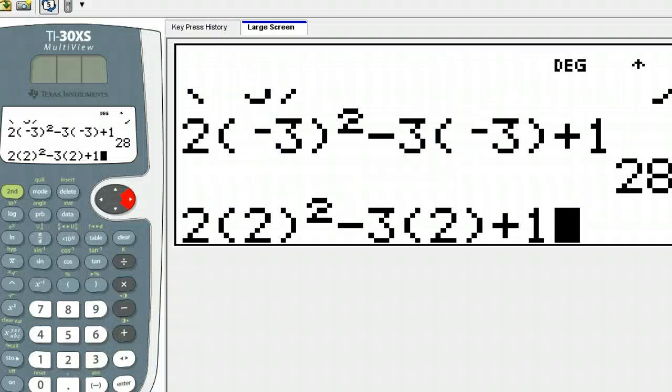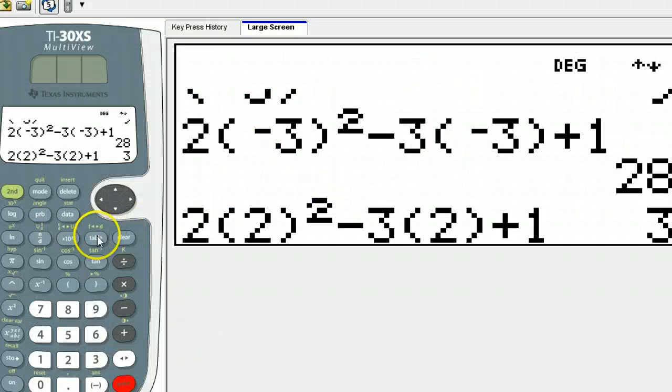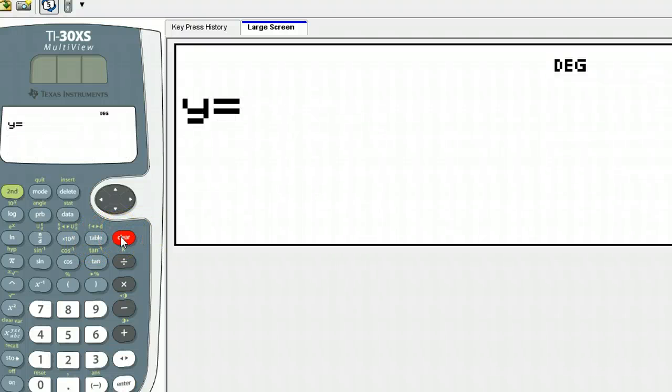The table feature. Please understand that we could have gotten all 4 of those answers at one time using the table. So if you were doing some sort of a standardized test, this is what I would prefer that you do because it's more efficient. Type in your function. So we had 2x squared, so let's type that in. And then we had minus 3x plus 1.